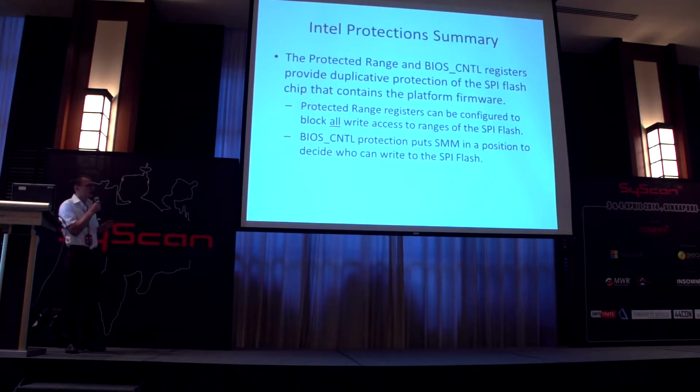Those are the main protection mechanisms we have on the recent x86 architecture. They can basically both do the same thing. You can use either one to lock down the SPI flash, but there's sort of differing levels of strength. With the protected range registers, even system management mode can't write to regions of the SPI flash protected by these protected range registers. But system management mode is responsible for the security of BIOS control, so system management mode can write to regions of the SPI flash only associated with this BIOS control protection that aren't protected with protected range registers.